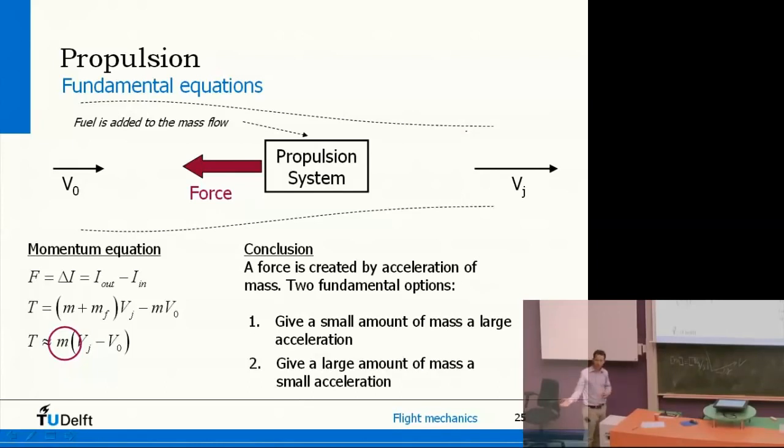So you can do two things. Take a lot of mass, little acceleration, or a little mass, a large acceleration, or anything in between. And that's really the difference between all these types of propulsion systems. So that's important to keep in the back of your head.